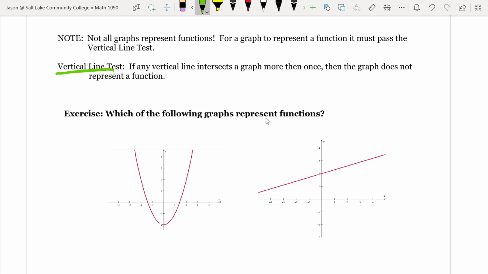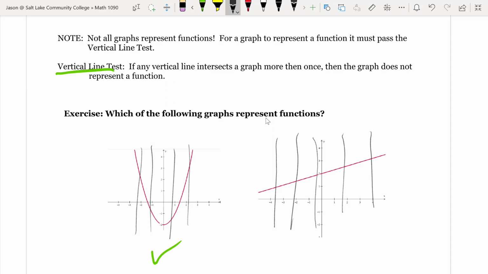Okay, so which of the following graphs represent functions? Well, clearly I can draw vertical lines on this graph, and they only intersect the graph in one point. So this is a function. This one also: if I draw vertical lines on the graph, every single vertical line intersects the graph in just one place. So that is a function as well.